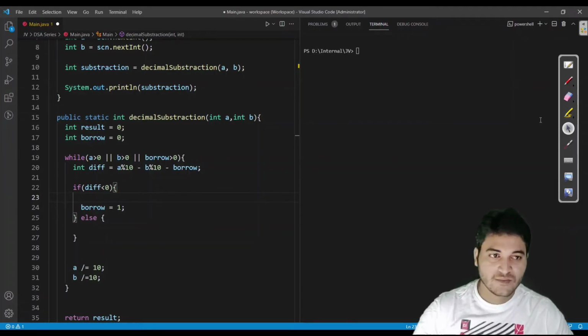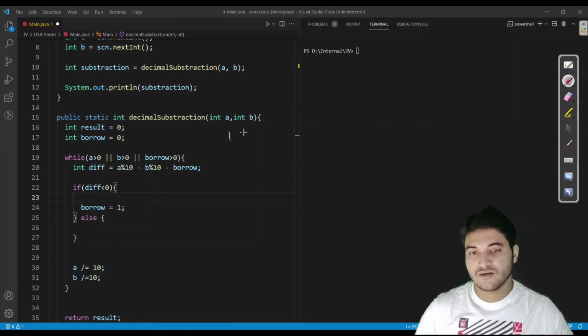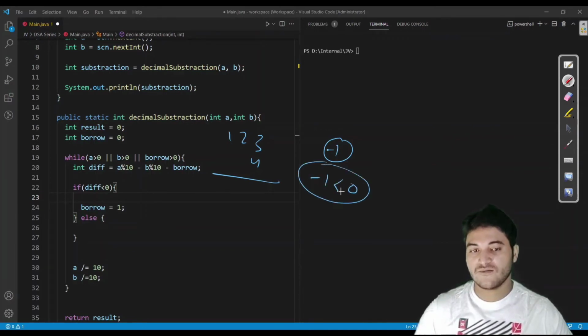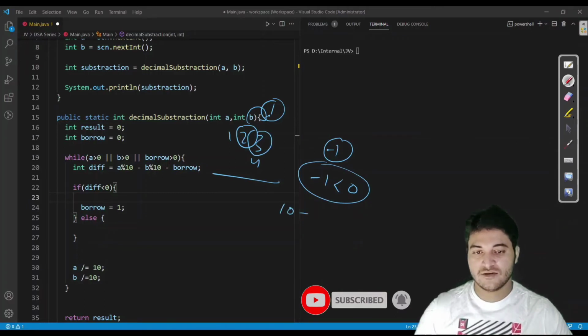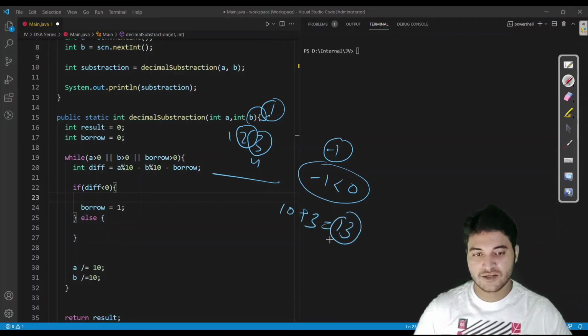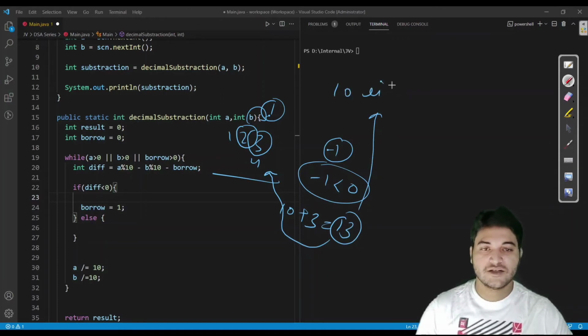Let us say, if it is confusing to you, 1, 2, 3 and 4. So here we have got minus 1 as our result, 3 minus 4 is minus 1. So this is less than 0. Fine. So we have to take a borrow from here, 1, and if we take a borrow from here, then we have to add 10 into this. 10 plus 3, then only it will become 13. Then only we can subtract 4 from 13. Fine. So we have to add 10 also, which is the base of decimal, I said octal by mistake.